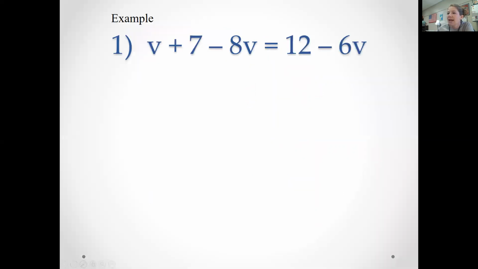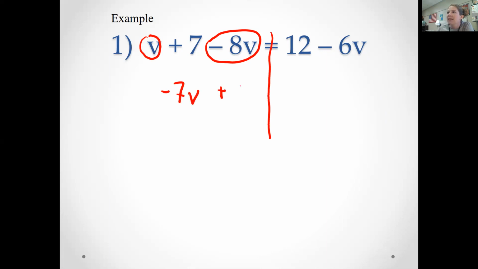All right, so now we do have some same signs on the same side of the equal sign. So we're going to combine our like terms first on the same side of the equal sign, not across the equal sign. So 1x minus 8x, 1 minus 8 is negative 7. I'm saying x, but it's a v. And then I bring down my plus 7. I bring down my equal sign, 12 minus 6v.